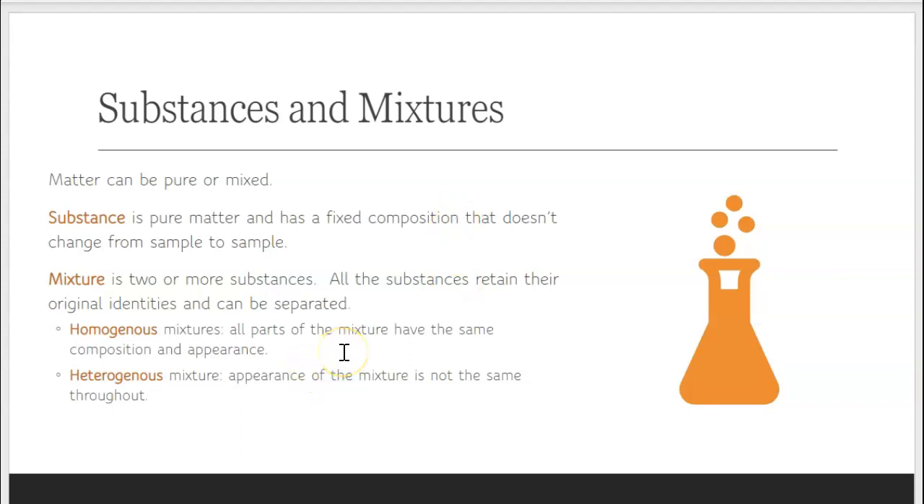So a homogeneous mixture is going to be where all parts of the mixture have the same composition and appearance, so it's all mixed together the same. And a heterogeneous mixture is going to be those where the appearance of the mixture is not the same throughout. So you're going to have some kind of separation.